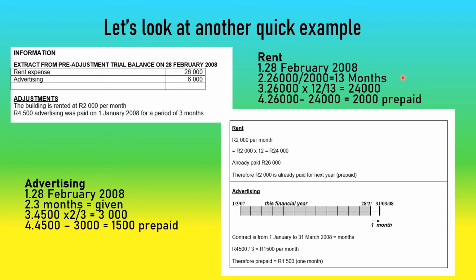Let's apply the formula. 26,000 times, what do you want? You want 12 months. Divide that by, what do you have? You've got 13 months, giving you a total of 24,000. To calculate your prepaid portion, you would take your 26,000 minus your 24,000 to give you your 2,000 Rand prepaid. This shows you that the 4 steps that we've just talked about can work with any example.